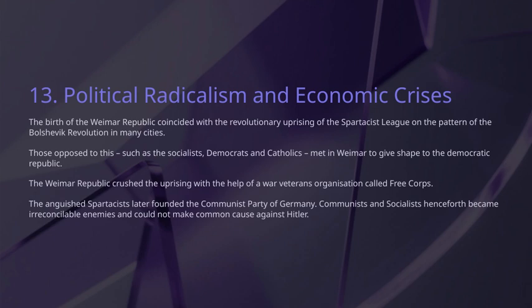This suppression marked a turning point, as the Spartacists, feeling betrayed and defeated, went on to establish the Communist Party of Germany. From that point on, communists and socialists became bitter enemies, unable to unite even against common threats like Hitler later on. This division within the left was a crucial factor in Germany's turbulent path during this period, connecting to the broader theme of political radicalism and economic crises that destabilized the Weimar Republic.